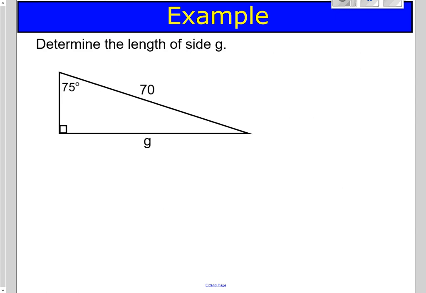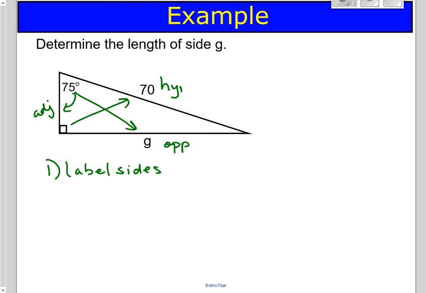So here is an example. We have our triangle. And we want to solve for side G. So the first step is to label your sides. So label sides. So this would be my opposite side. This would be my adjacent side. And this would be my hypotenuse.